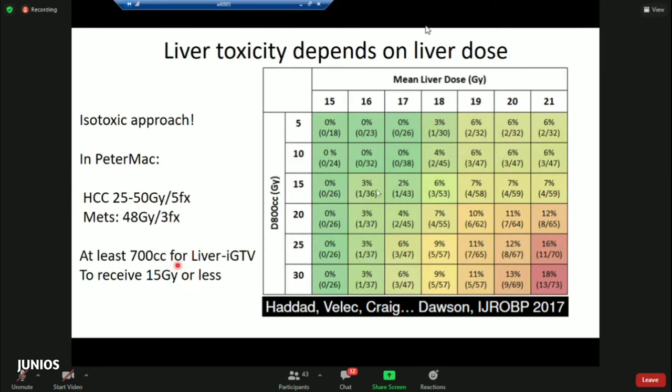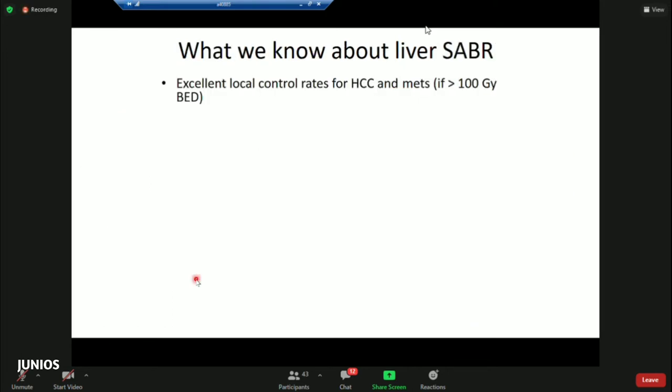thorough than what is published here. So we use 700 cc of the liver minus GTV, defined as the healthy liver, to receive 15 Gy or less. That's the primary objective here. What we know about the liver is that local control is strongly correlated to the 100 Gy dose, and this ablative dose is well tolerated if the liver and surrounding GI structures are respected well during our planning and delivery processes.